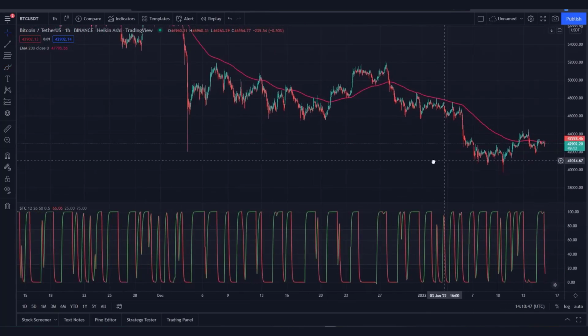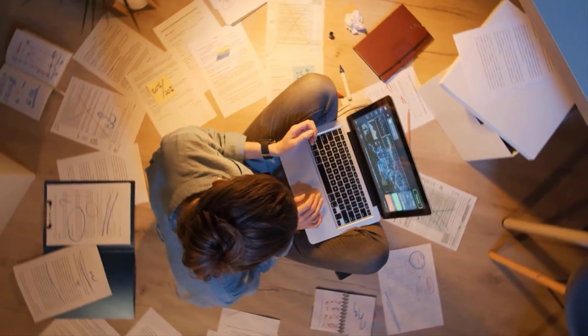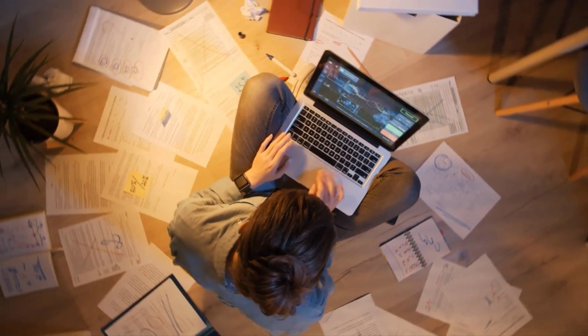So the key takeaway from this trading strategy is that this is the best trading strategy that we have tested on this channel when it comes to forex and cryptocurrency. I would not recommend trading this on stocks, but for forex and crypto, this works absolutely amazingly.